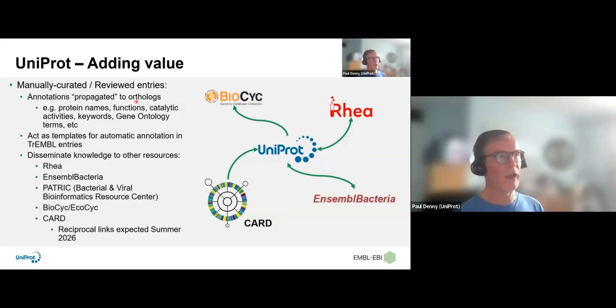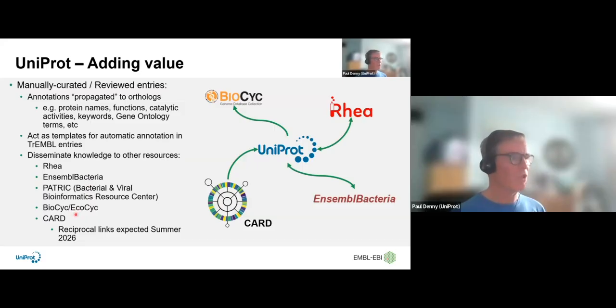identify clear orthologs of proteins that we've annotated, and the annotations from those entries are then propagated. That's our own jargon word, meaning we transfer the annotations to those orthologs. And the kind of information we'd propagate would be protein names, functions, catalytic activities, and so on. And so the other thing is that as well as the manual process of propagation, these manual entries then act as templates for automatic annotation. So they're entered into the automatic annotation pipelines.